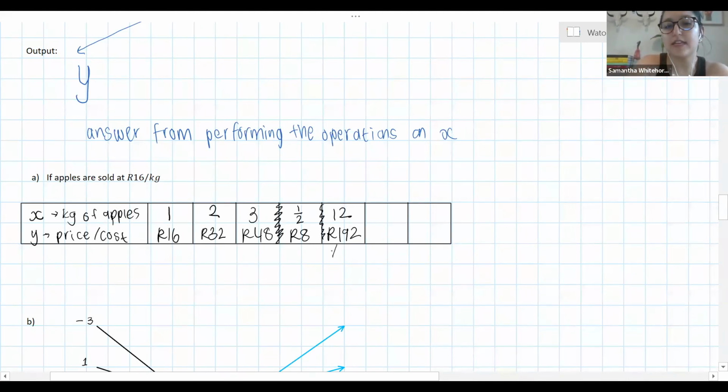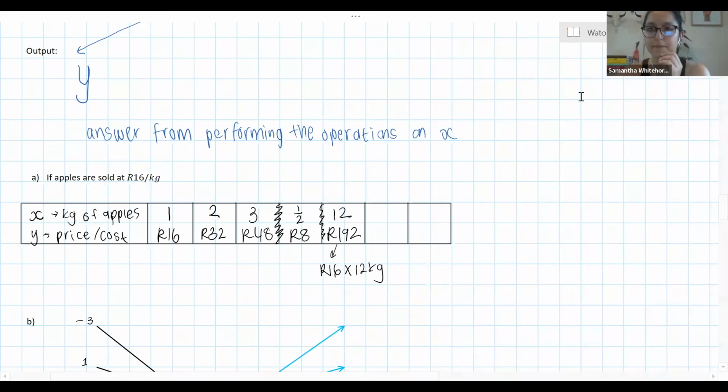So yes, the pattern is I add 16 each time, but now if I give you a very big number, we don't want to keep adding 16. And so we see the shortcut is to say, okay, it's 16 Rand for every kilogram I buy. So times it by my 12 kilos, and it gives me my 192. Okay, so we're leading up into getting a general rule or a formula here. Zalama, do you have a question for us?